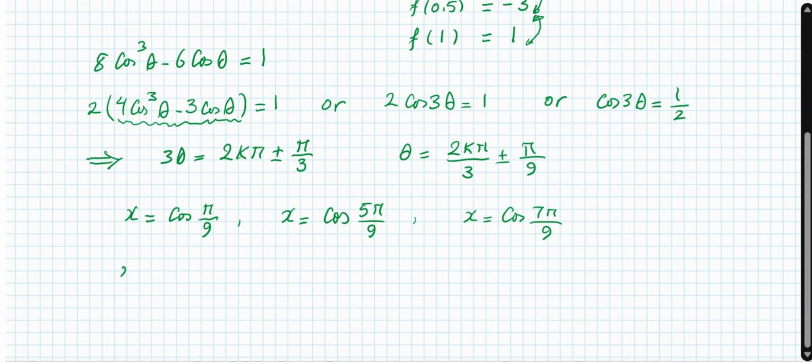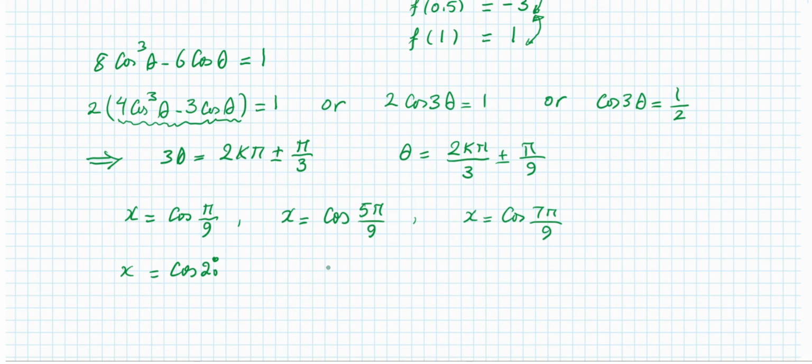We can also convert this to degrees. So cosine of pi over 9 is cosine of 20 degrees. And x is equal to cosine of 100 degrees. And x is equal to cosine of 140 degrees.